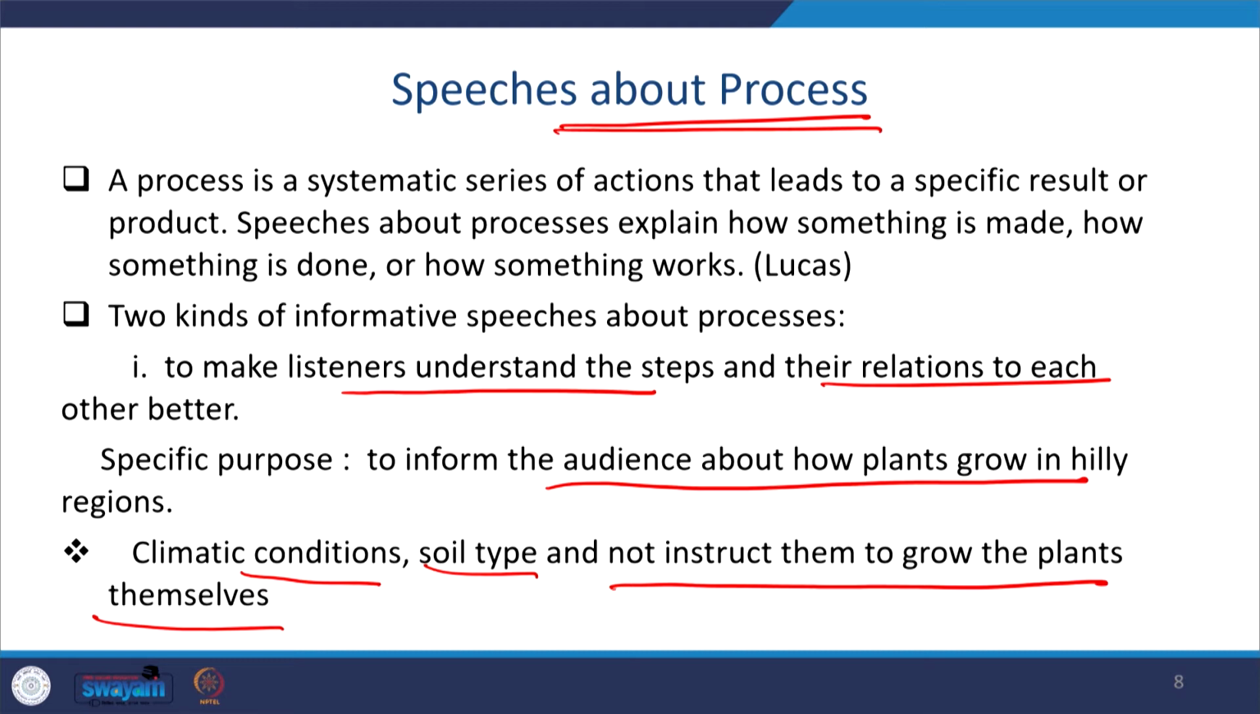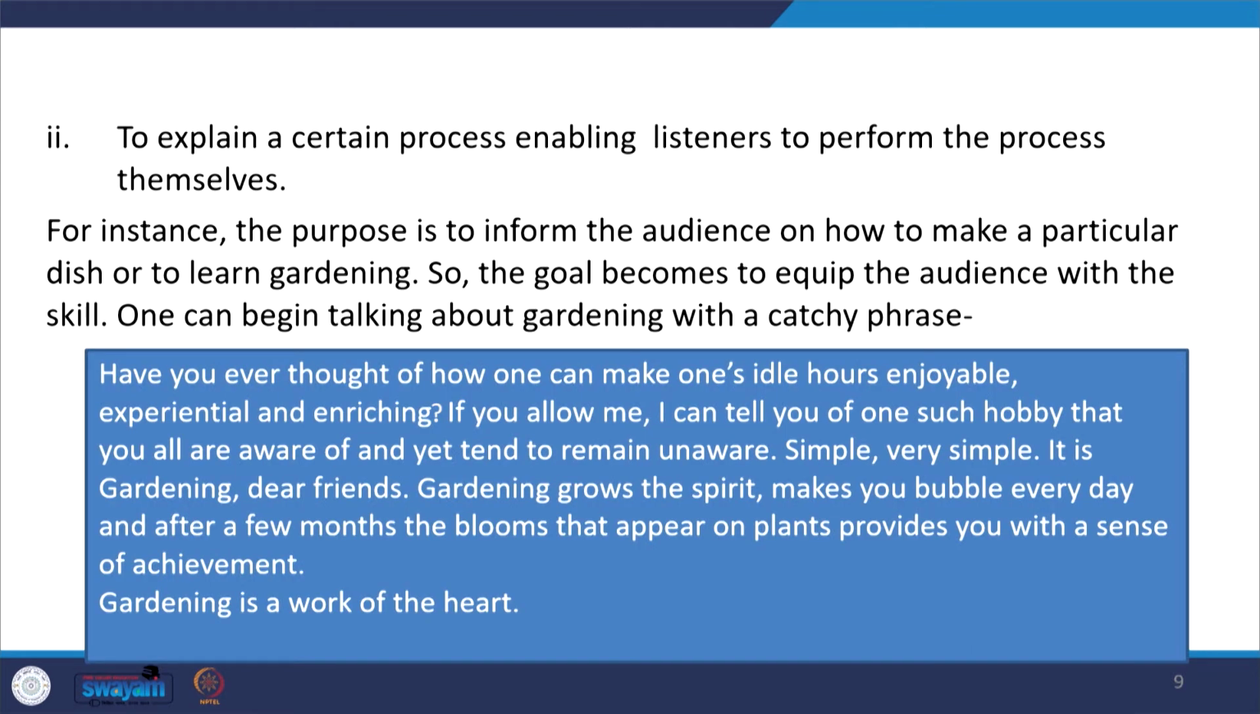Naturally, after your speech is complete, they will take a sort of inspiration from your speech, and next time they can, because your main purpose is simply to inform, not to inspire. Another aim of an informative speech, especially about a process, is to enable listeners to perform the process themselves. Fine. How can it be?